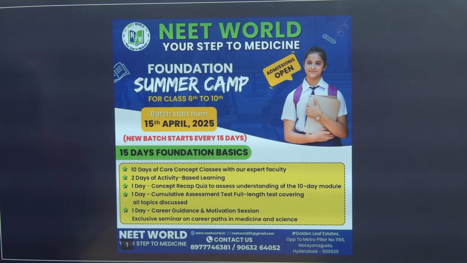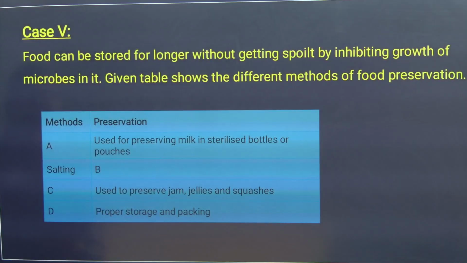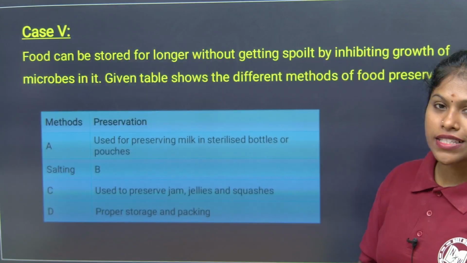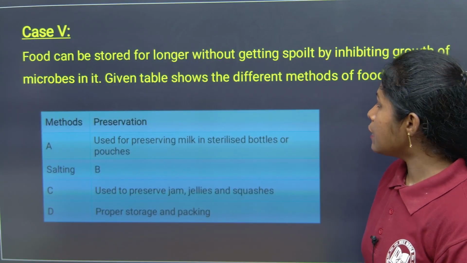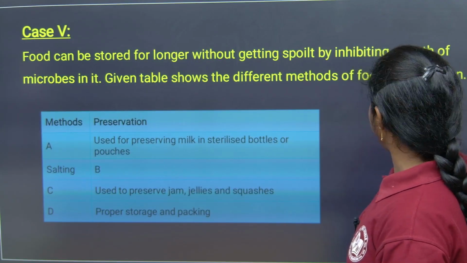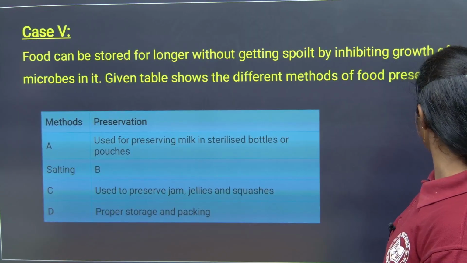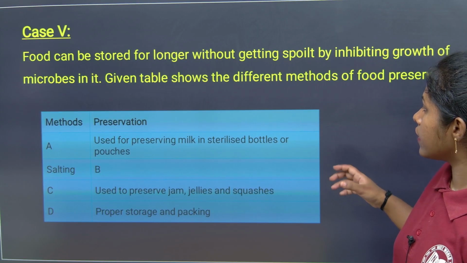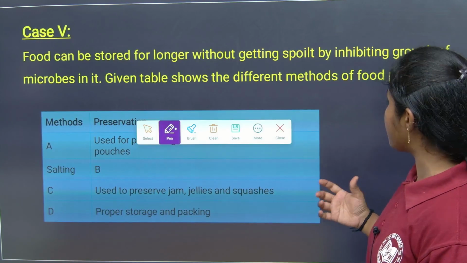So I gave you homework also, right? Some of you answered me and some of you messaged me also. Let me tell you this. Here the question asked is: food can be stored for a long period without getting spoiled by inhibiting the growth of microbes in it. The given table shows different methods of food preservation.